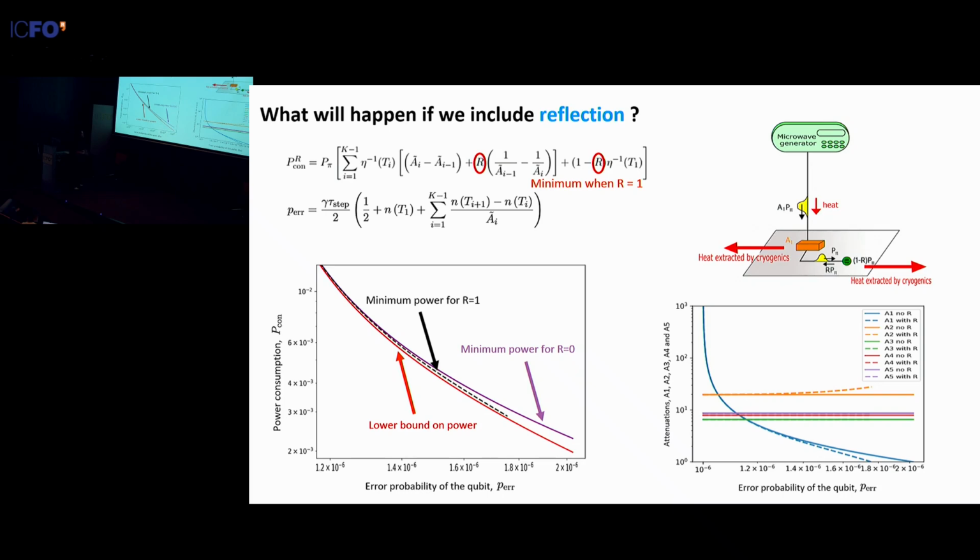And here we can see that the surprise that we had before in the simplified model, that only the A1 has the error probability dependence, is no longer true here in the more complete model. Here we can see that all the attenuations from A2 to A5 vary with the error probability.